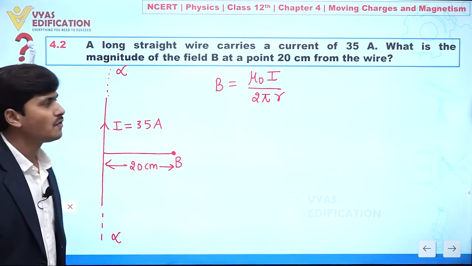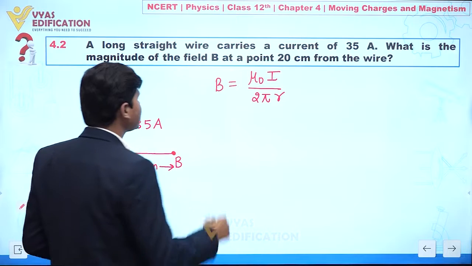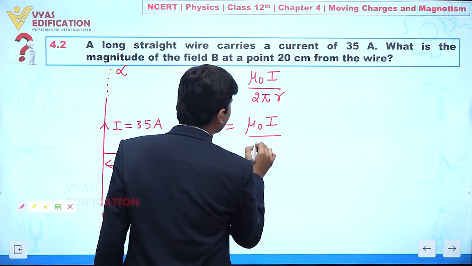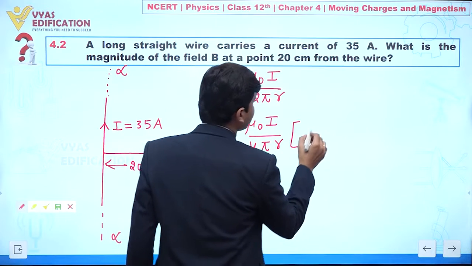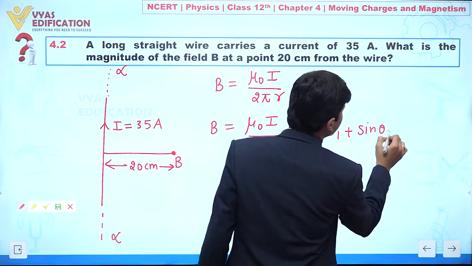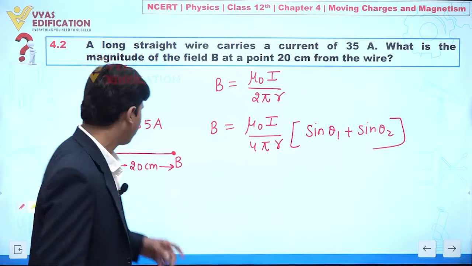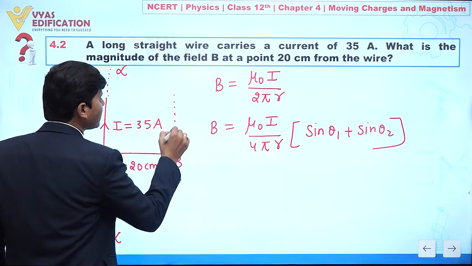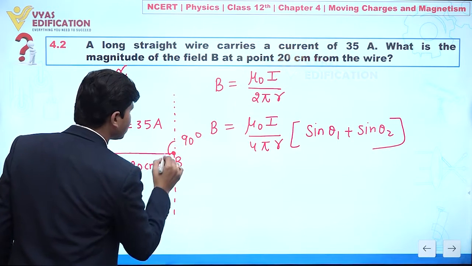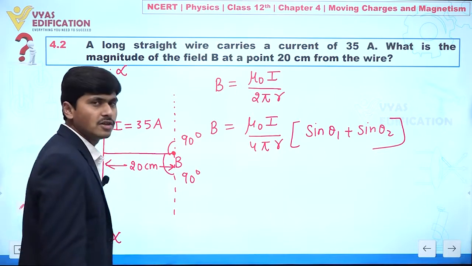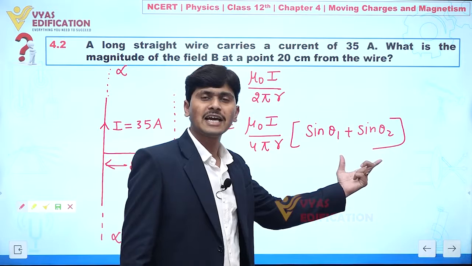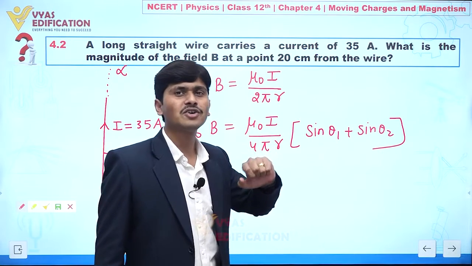So from where is this formula derived? Actually, from the Biot-Savart law we know this is given by mu naught I over 4 pi r times sine of theta 1 plus sine of theta 2. Now from this point B, because this is a very long wire, we can say this angle is 90 and this angle is also 90 degree. So I can put here theta 1 equal to 90 and theta 2 equal to 90.